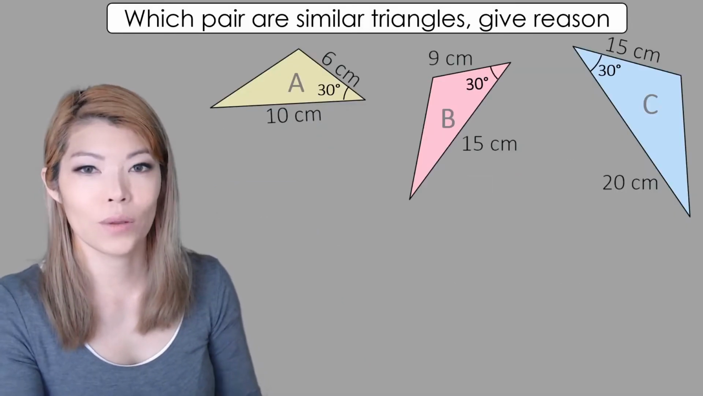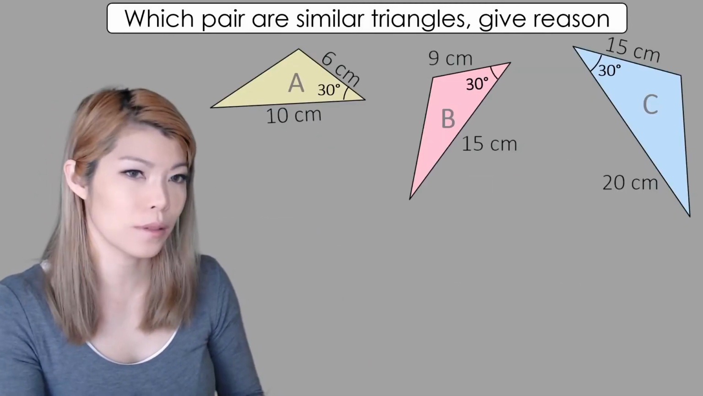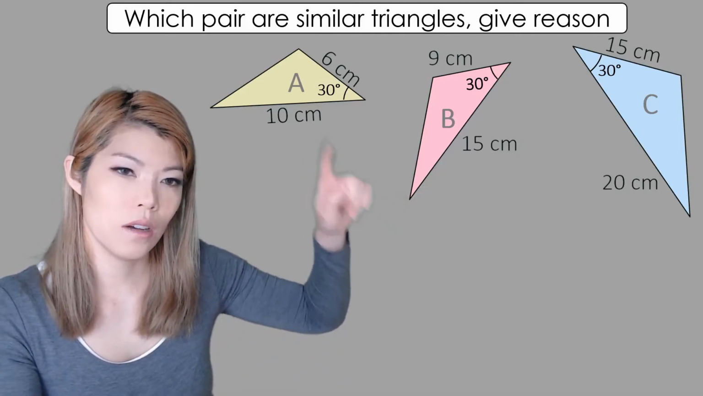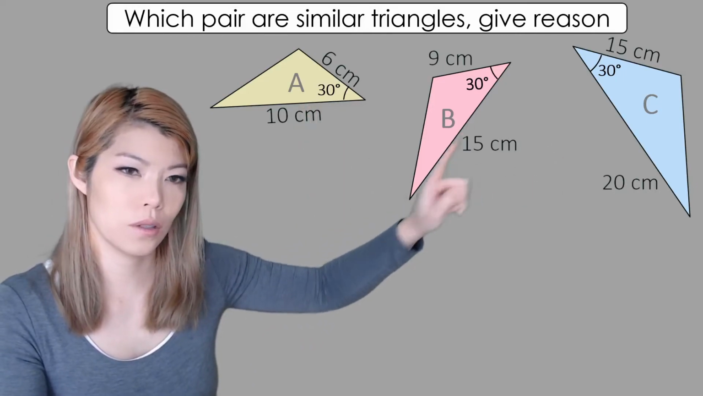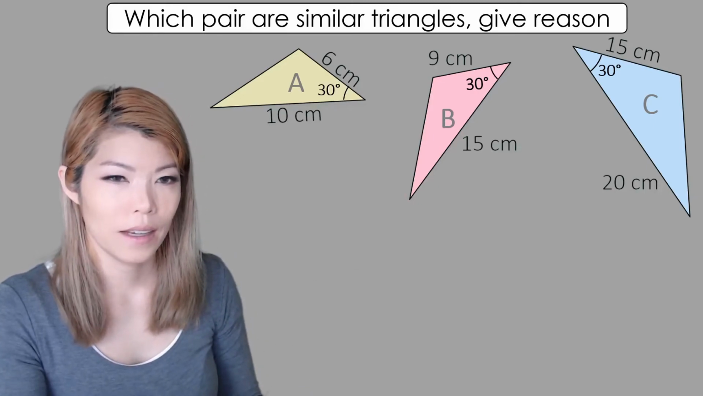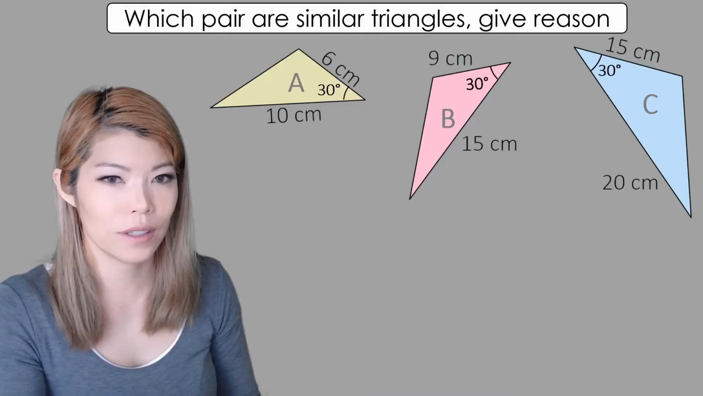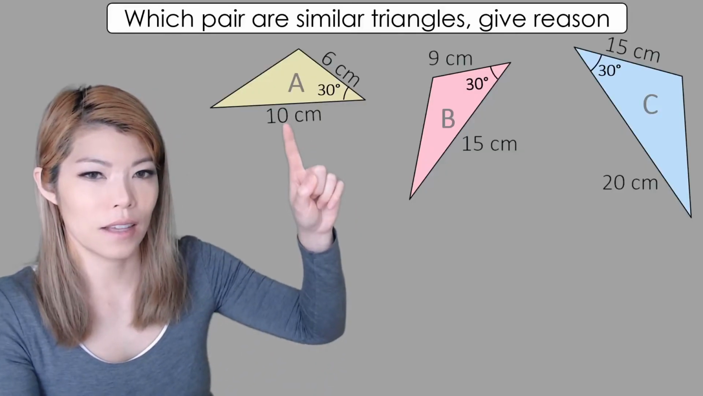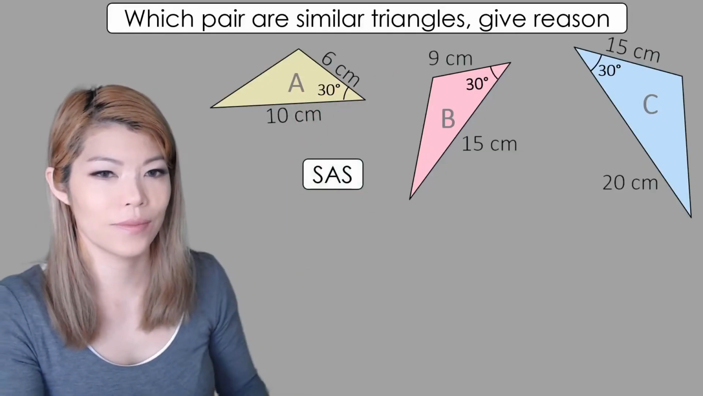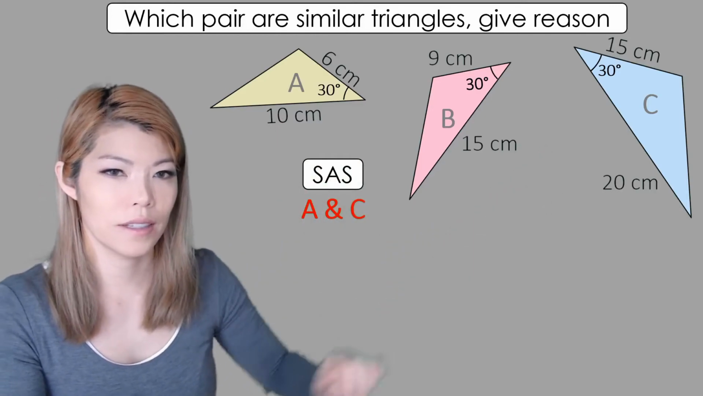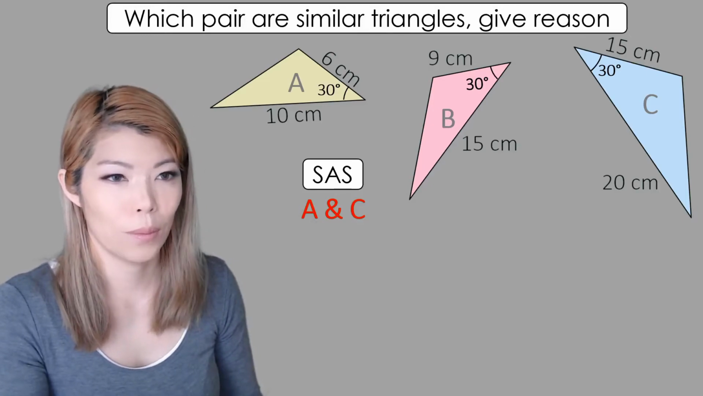Now let's have a look at this question. Which pair of similar triangles give reason? So we have to see whether these two are similar, or those two are similar, or those two are similar. We have to match them up. Now let's check the condition. Which of these conditions are we going to use? We can see that it is side, angle, side. So let's compare A and C first, for no particular reason.